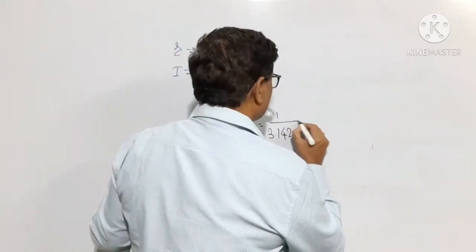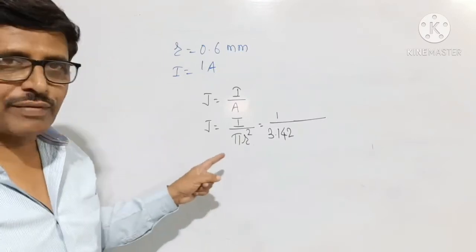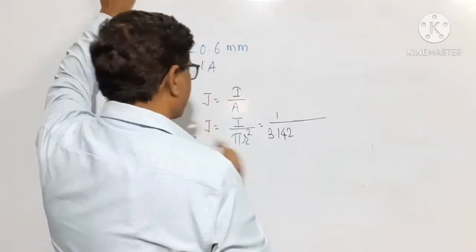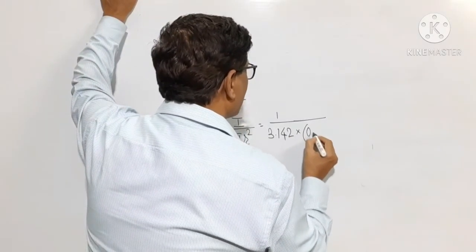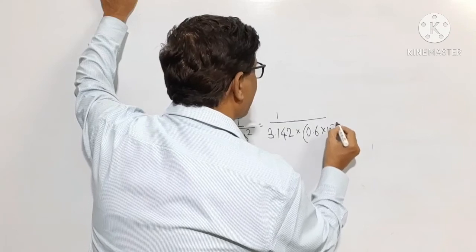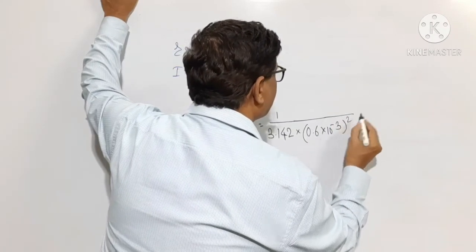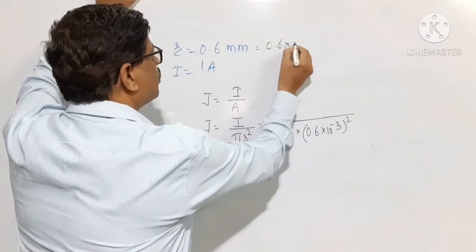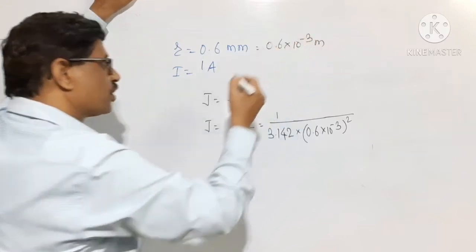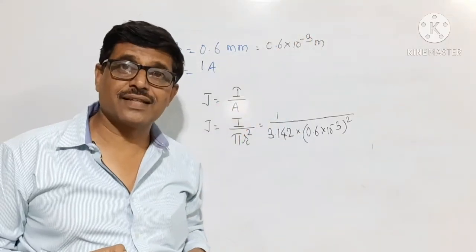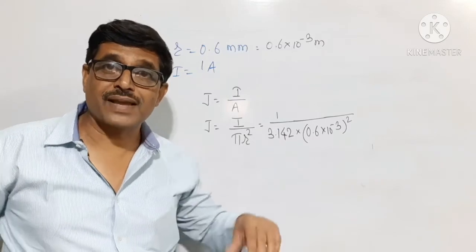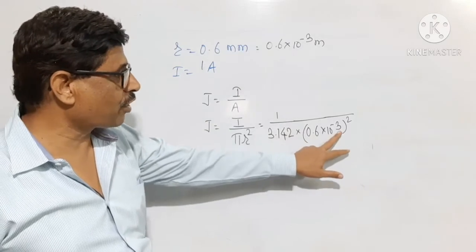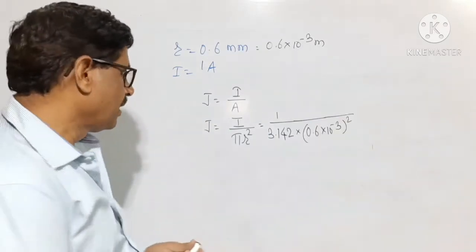It is expected that you should take the value of pi as 3.142. Into the square of the radius, it is 0.6 into 10 to the power of minus 3 millimeter, which gets converted into meter. Now it is 0.6 into 10 to the power of minus 3 meter, because in the first chapter itself we stated that 1 millimeter is equal to 10 to the power of minus 3 meter. Therefore, it is 0.6 into 10 to the power of minus 3 whole square.